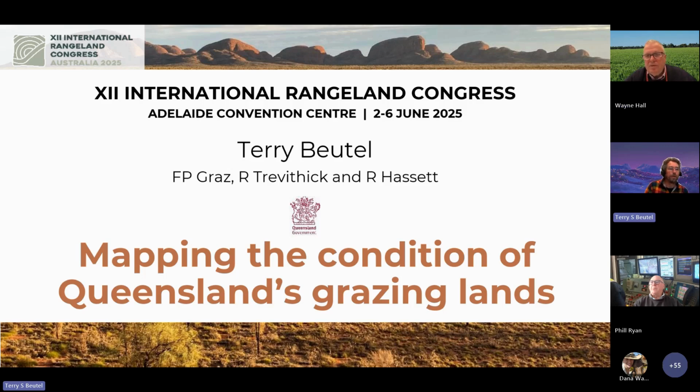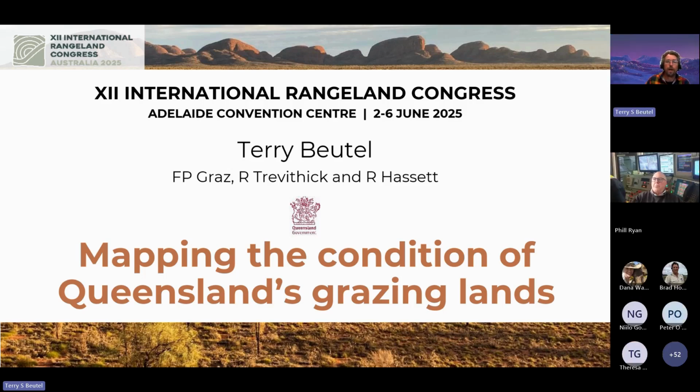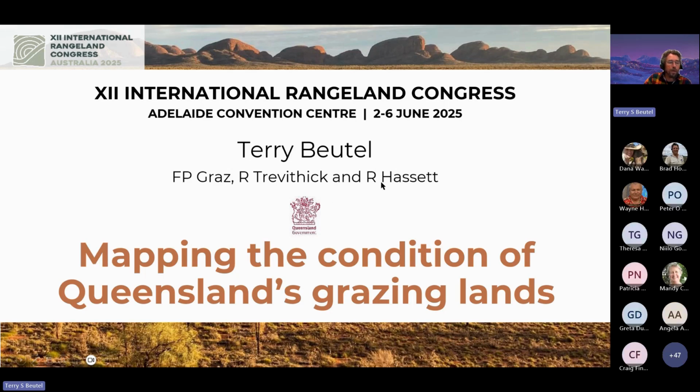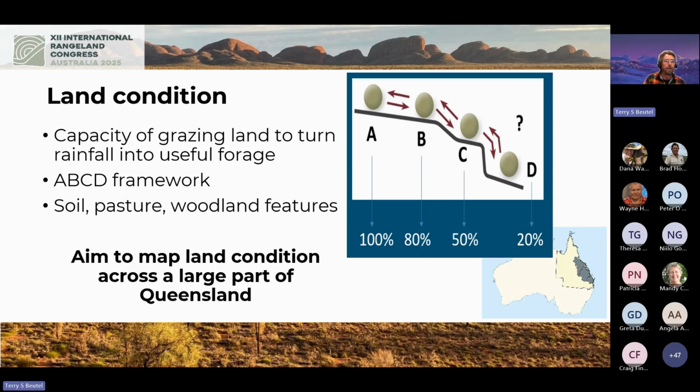I'm talking briefly about the land condition project. The aim of our work, first I'll acknowledge it's a collaboration of DPI and DETSI, as well as input from our local NRMs. Brad talked a little bit earlier about land condition, but it's basically the capacity of land to turn rainfall into useful forage. We've got this ABCD framework, and as you slide down in condition, your ability to turn rainfall into useful forage declines.